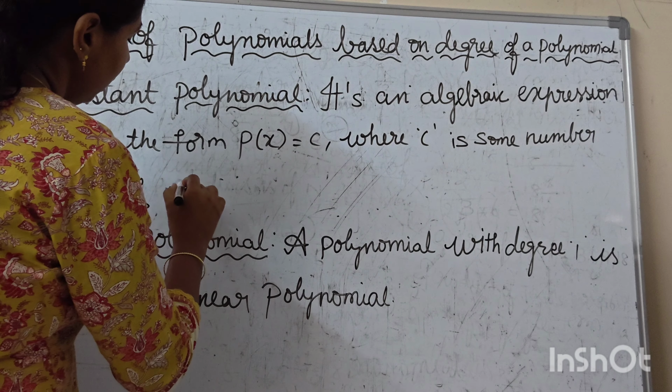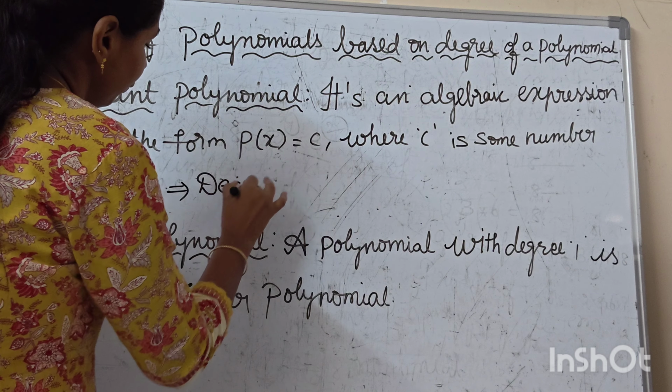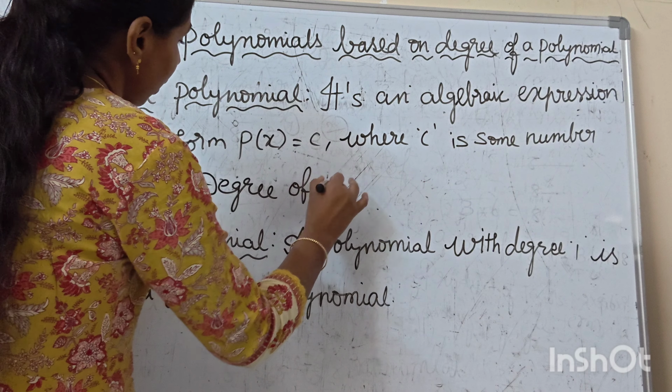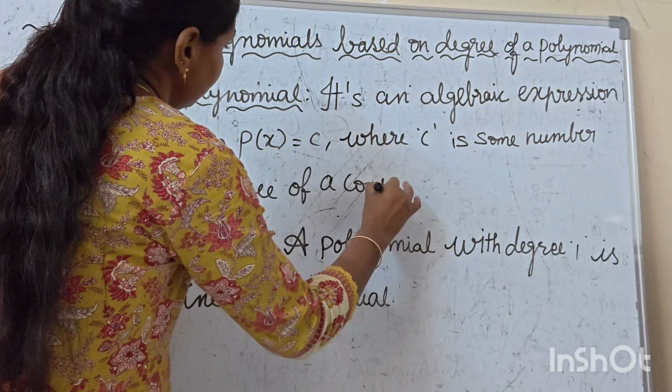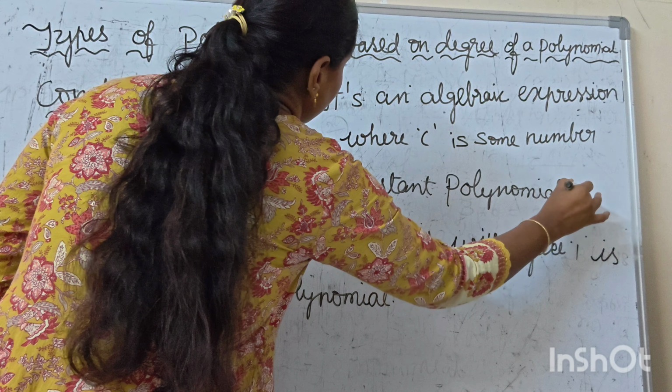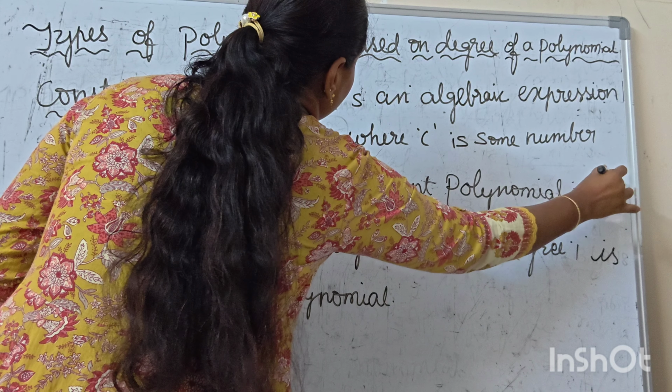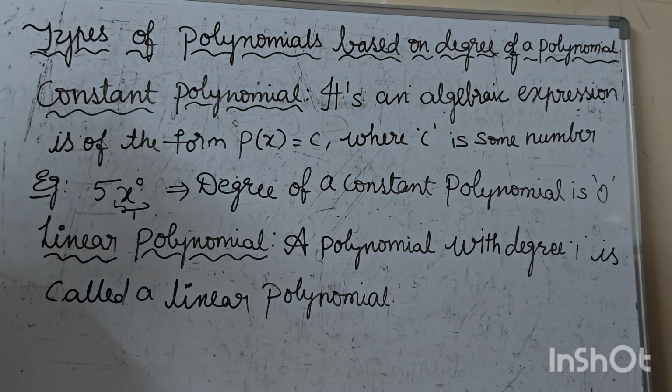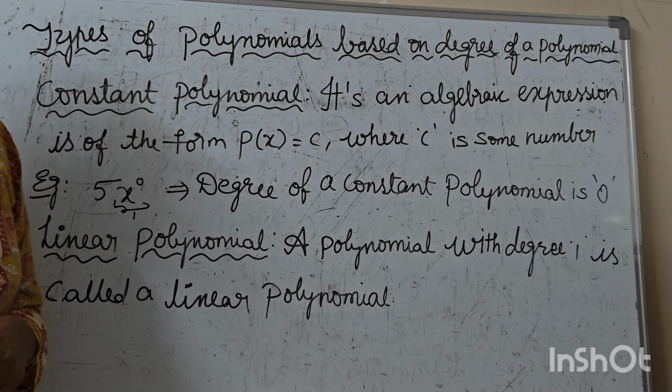It is very important: the degree of a constant polynomial is 0.